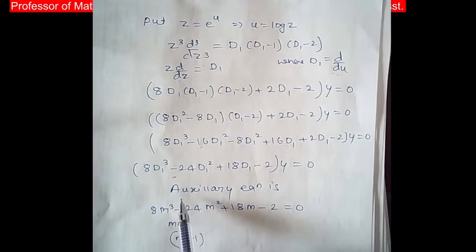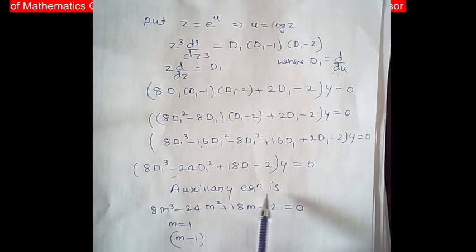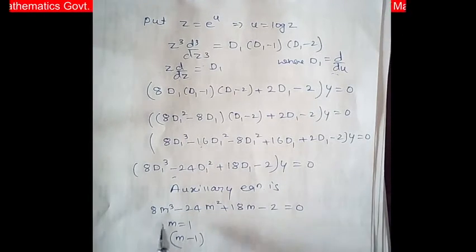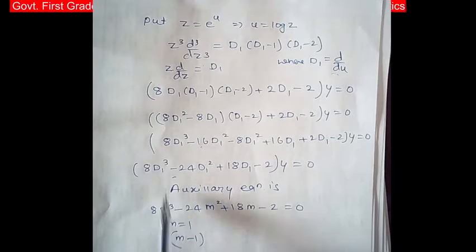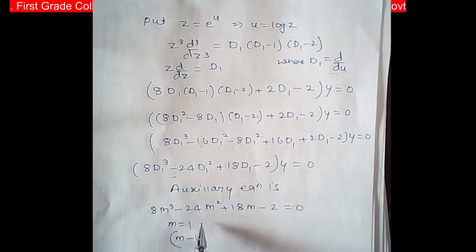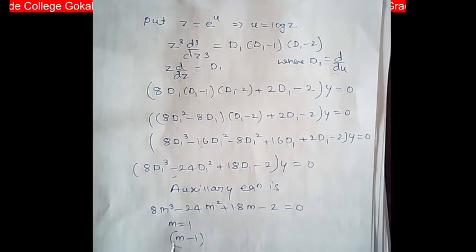Okay, so now therefore we write the auxiliary equation. The auxiliary equation is 8m cube. So just replace D by m: 8m cube minus 24m square, then plus 18m minus 2 equal to 0.